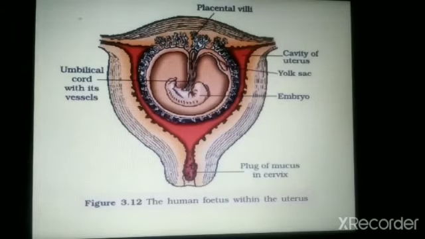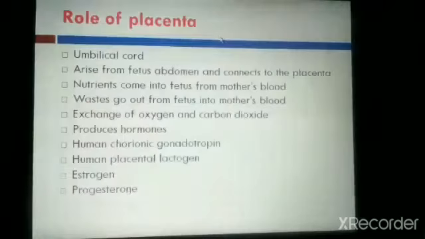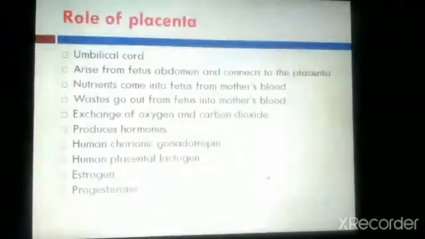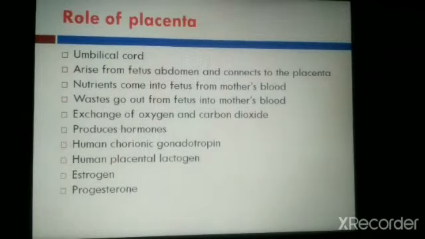Here you can see in this picture the placental villi which are present here. These are the placental villi, and this is the cavity of the uterus, and here you see the embryo. This connection is called the umbilical cord with vessels. The placenta is connected with the embryo through this umbilical cord, and this is the plug of mucus in the cervix. Student, now we read about the role of placenta.